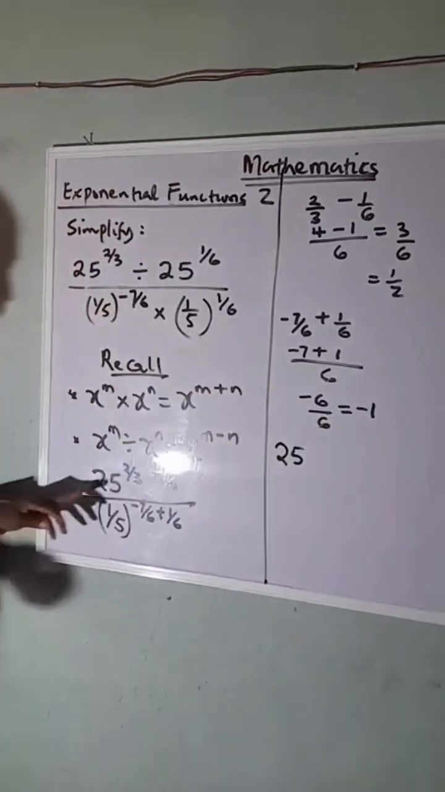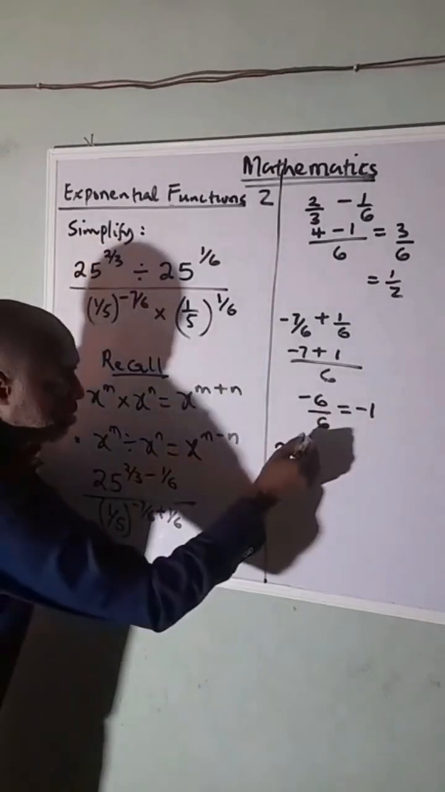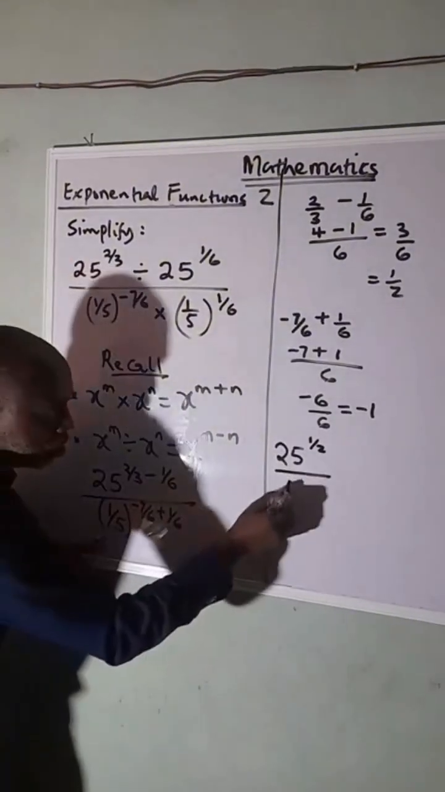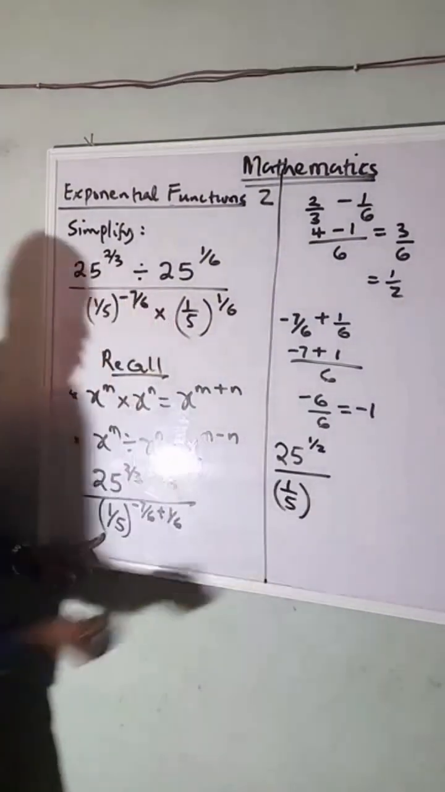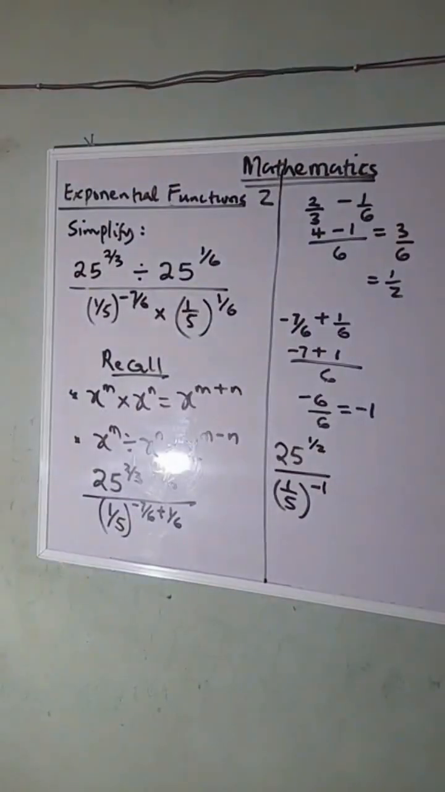25. Our fraction is 2 over 3 minus 1 over 6. The result there is half. All over the denominator, which is 1 over 5, all raised to the power of minus 1. You can see for yourself that the power of 25 is having half. And that half simply means square root of 25, and the square root of 25 is 5. Or that 25 can be written as 5 raised to power 2, multiplied by half, it will still give us 5.